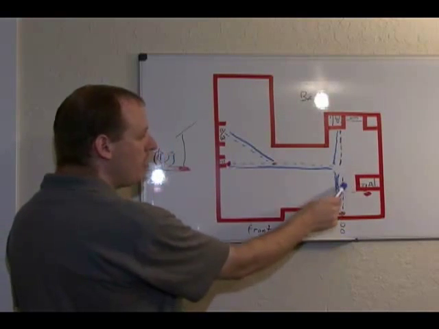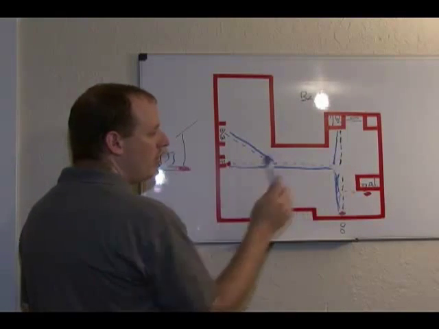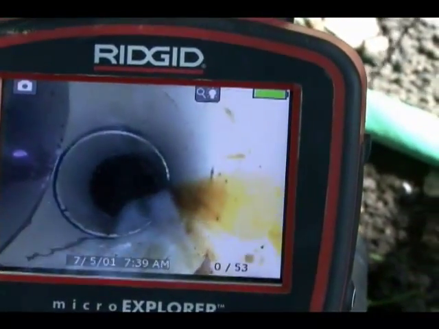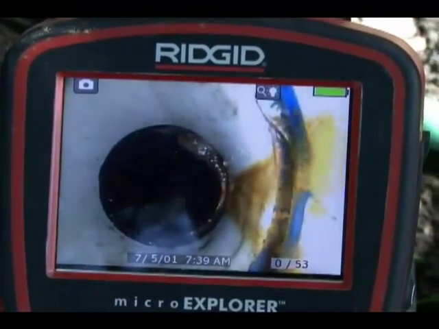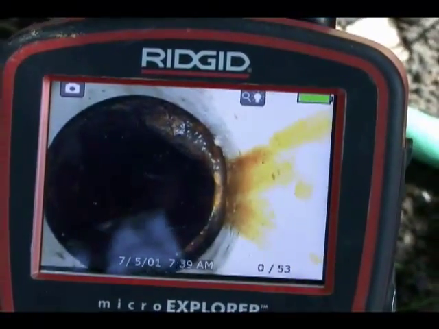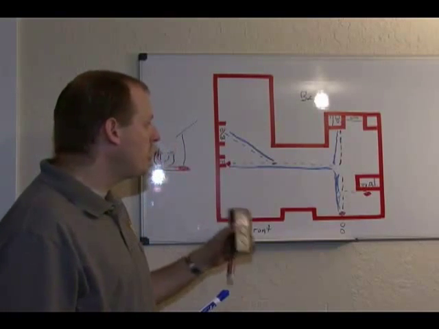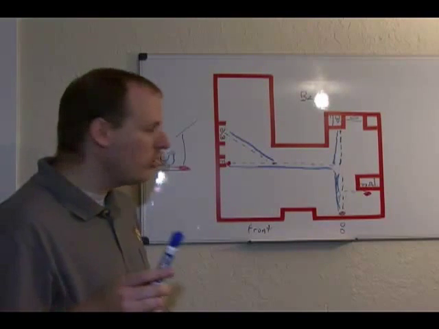We can send a camera in here and determine that this is a fitting. We can see that fitting with the camera. We can put the test ball on this side of it and on this side of it, because we know where that fitting is from what we see on the camera. That is a very important note.